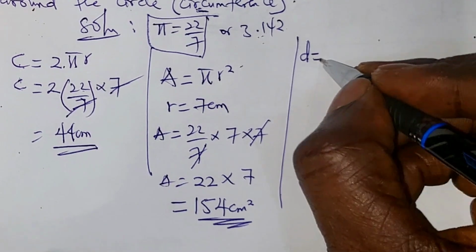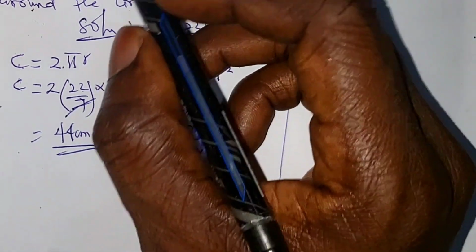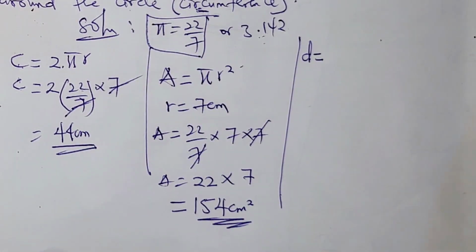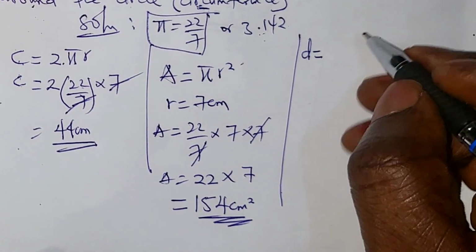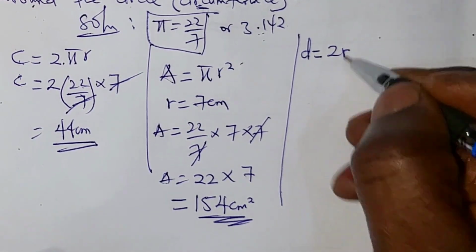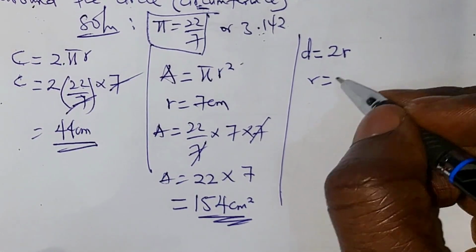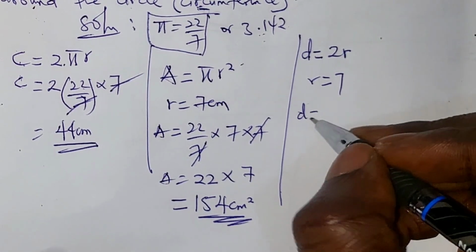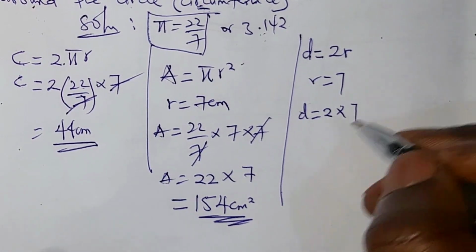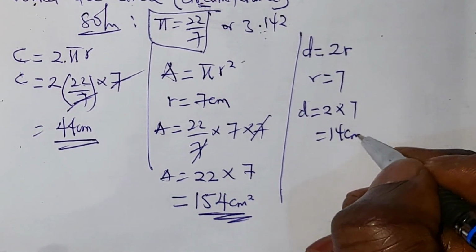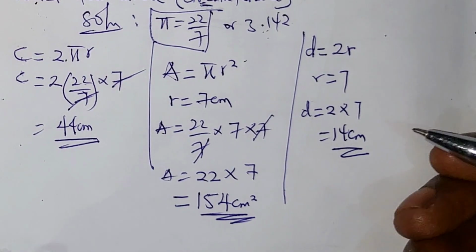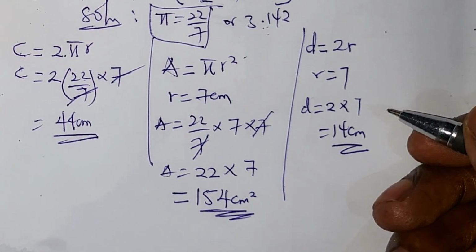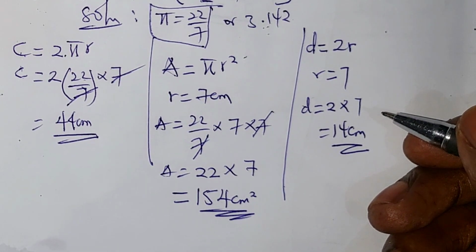The diameter, we know from the formula, is 2r. So if we need to find the diameter, we say diameter is equal to 2r, and our r is already 7. So diameter is equal to 2 times 7. That gives us 14 centimeters. So I think that's all right. Very good. So let's move on to another example.